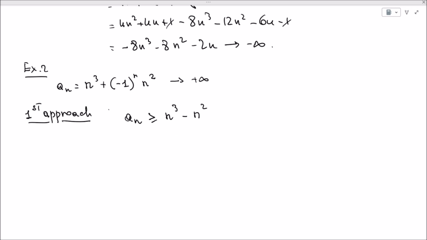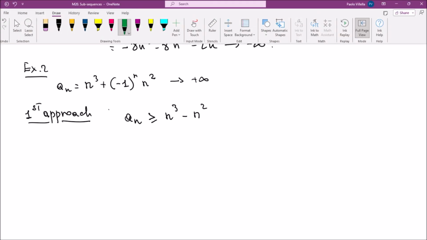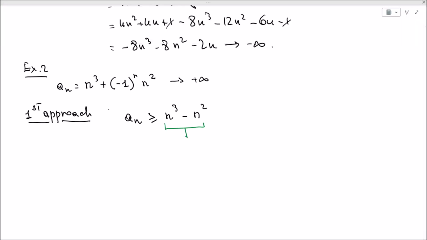But clearly we know that this will diverge. This will go to plus infinity because n cubed is faster approaching plus infinity than minus n squared approaching minus infinity. So this clearly will go to plus infinity, and by the squeeze theorem we can conclude that a_n goes to plus infinity. So this is one way. There is another way.